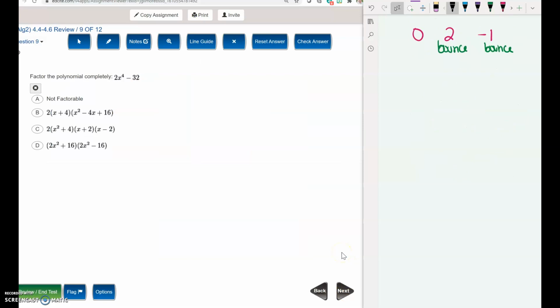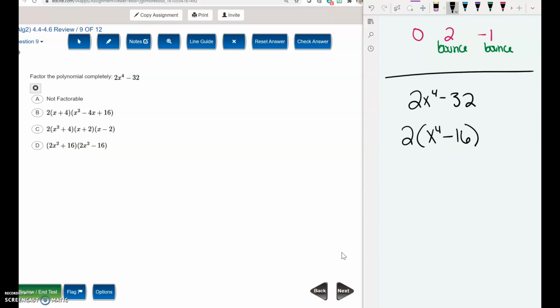Factor completely. First thing you should always try is greatest common factor. Do 2x to the 4th and -32 have anything in common? And in fact they do. They both can be divided by 2. That would leave us with x to the 4th minus 16.